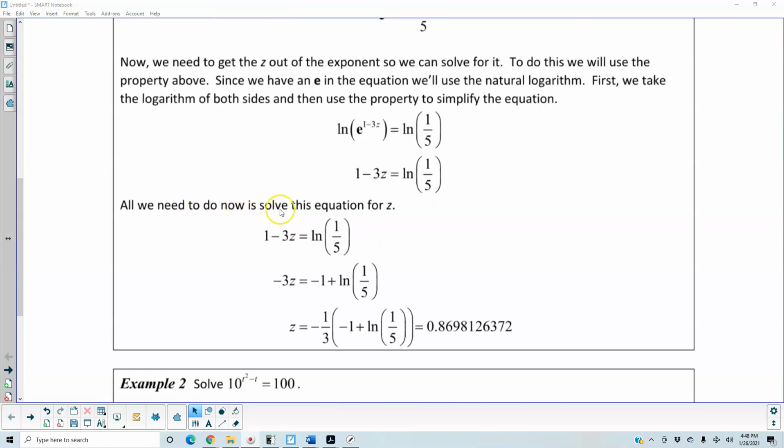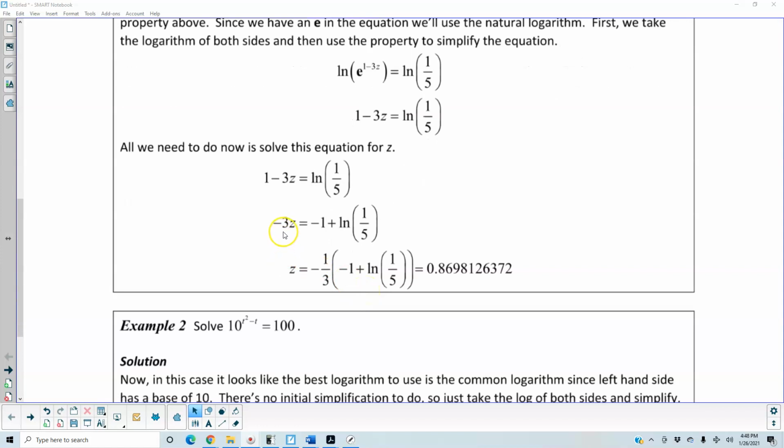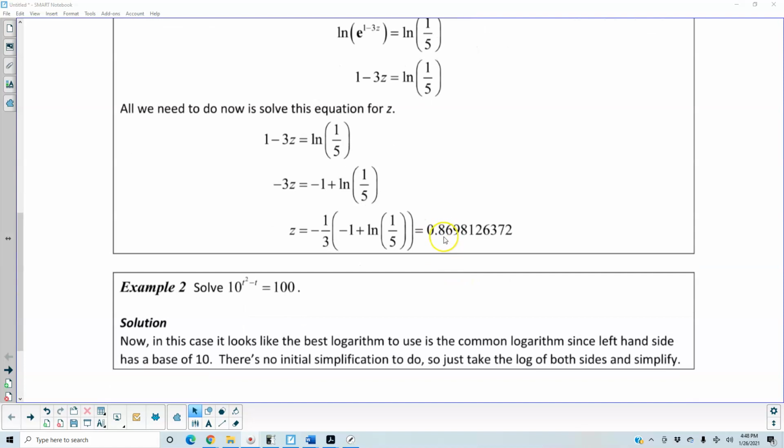Now all we need to do is solve this equation for z. So we're going to subtract 1 from both sides, so we get negative 3z, which is equal to negative 1 plus the natural log of 1/5. And then we're going to divide everything by 3. Or we can just rewrite this as negative 1/3 times negative 1 plus the natural log of 1/5, which gives us the following decimal, which is 0.8698126372.